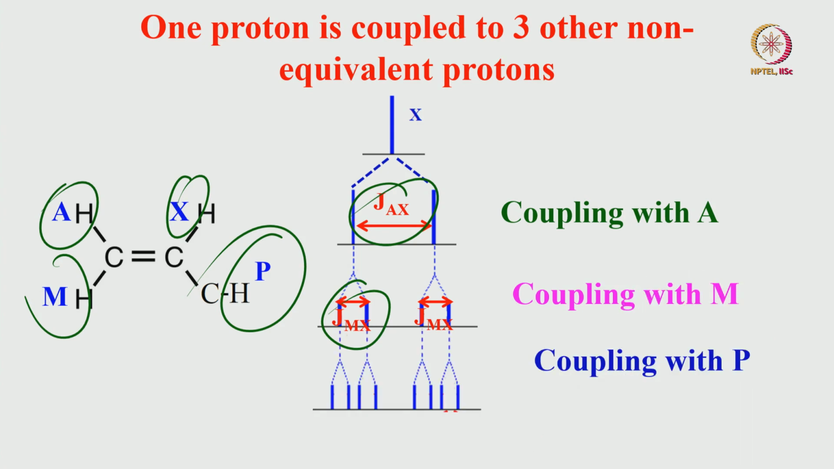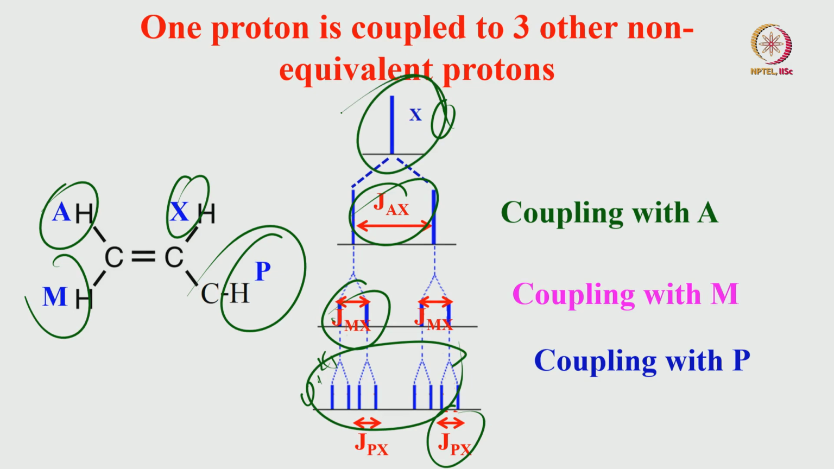Coupled to P, each will be further split into half. Then this becomes JPX. The intensity 1 becomes 0.5, 0.5, then 0.25, 0.25 here, and here half of that, 0.125, 8 lines. So 8 times 0.125, again we get the same total intensity. This is the pattern you get when one proton is coupled to 3 other protons which are chemically non-equivalent. So 8 lines you get.